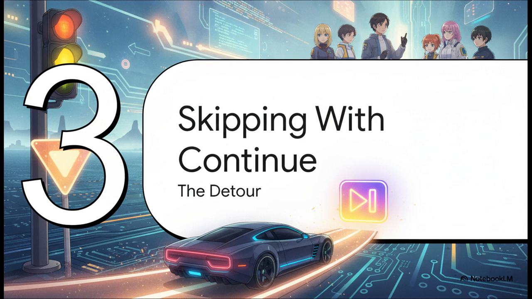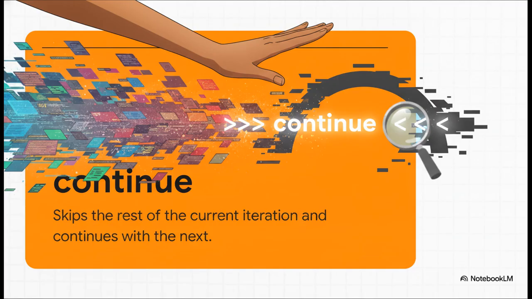Section 3. Skipping with continue. The detour. So, if break is your red light, continue is absolutely your yellow yield sign. It's a detour. It doesn't end the journey, it just alters the current step. Imagine you're processing a massive list of files, and you hit one that's totally corrupted. You don't want to crash the whole program, right? You just want to abandon that single corrupted file and immediately jump to the next one. That is exactly what continue does. As soon as Python reads continue, it just fast-forwards past any remaining code in that block and jumps straight back to the top to start the next cycle.